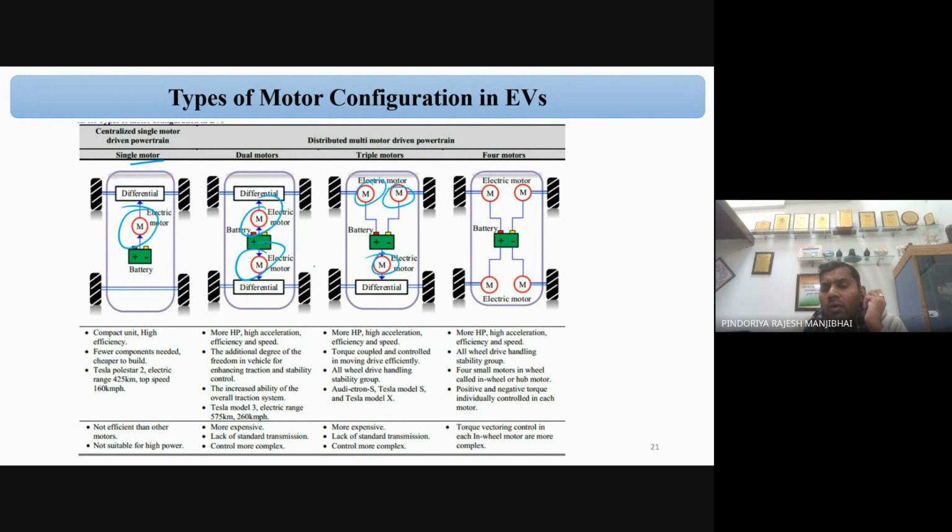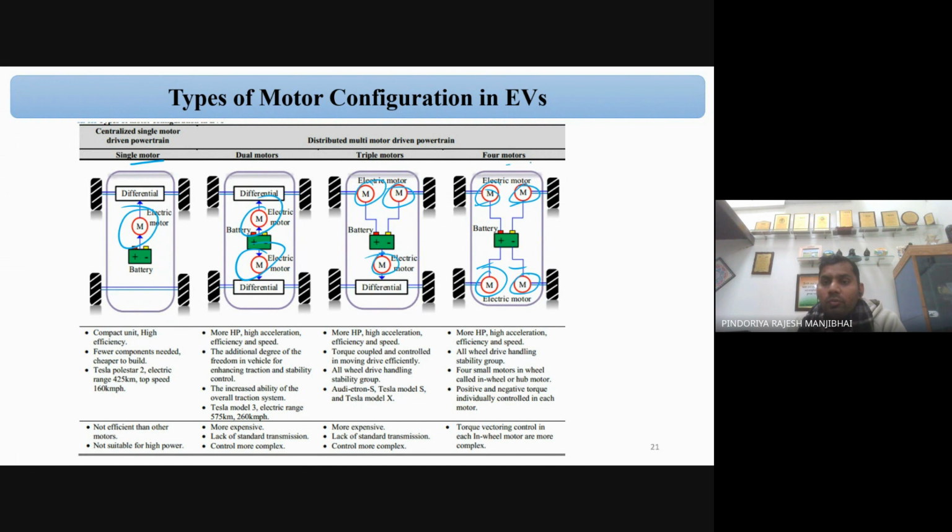And nowadays, with the latest technology, we have the four motor configuration, where every wheel has one motor. Suppose we have a four-wheel vehicle, then we can use four motors. The main logic behind using four motors is that we can control our vehicle effectively and easily. But the issue is synchronization. We have to synchronize each and every motor, otherwise there are issues with stability and efficiency.